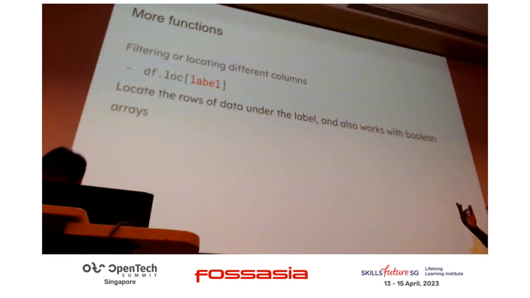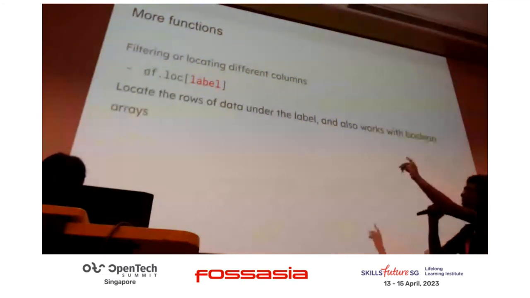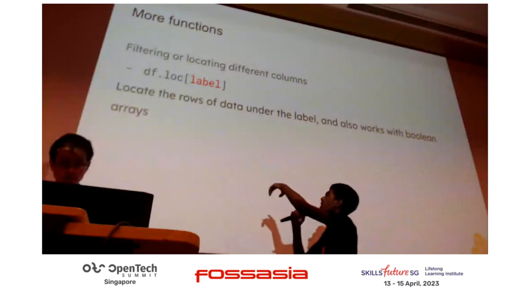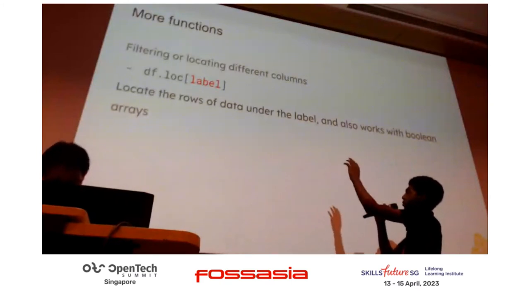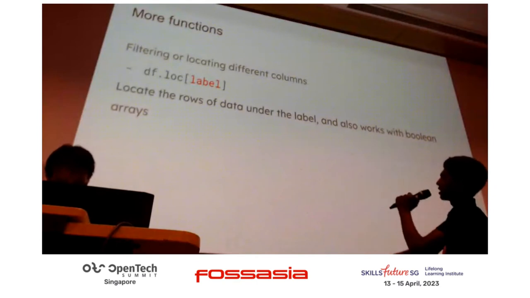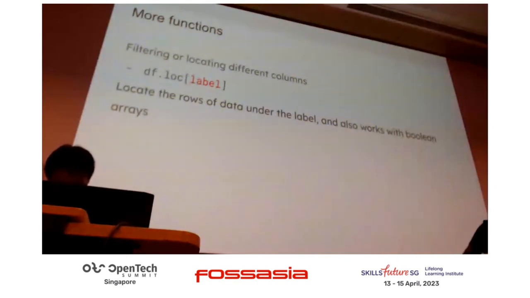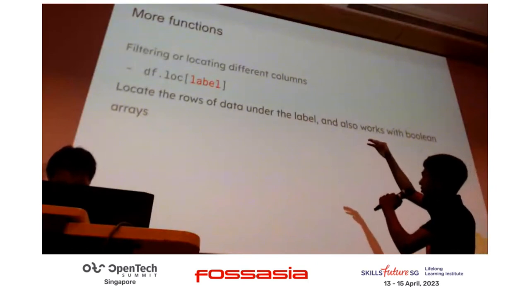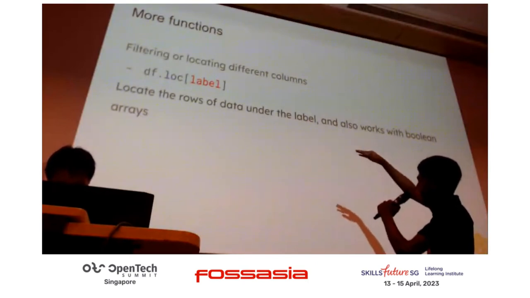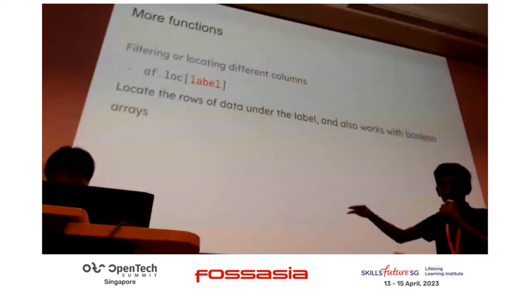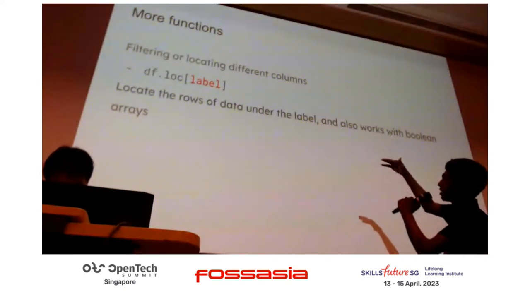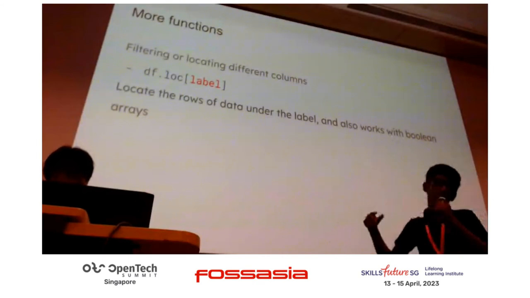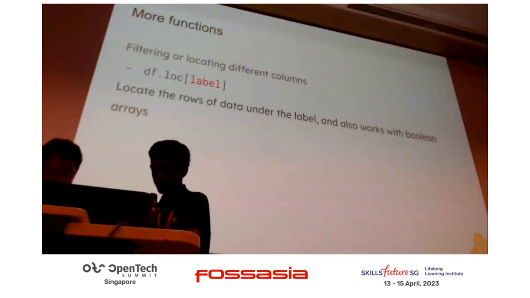Let's say, for example, you want to locate a specific data in that column, okay? What we can do here is call df.loc, L-O-C, and pass in the label. So what this loc is basically, it stands for locate, alright? df.loc, and then you pass in what data you want it to locate. Instead of going by columns, we can go by rows, alright? It will locate the rows of data which contain the label, and output all of the rows which satisfy the condition of having that label, right? And it also works with Boolean arrays, which we'll show shortly here.